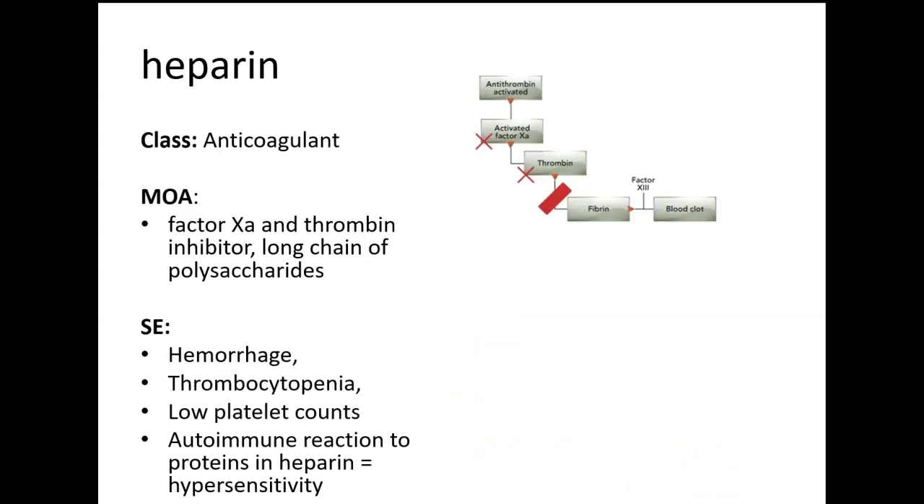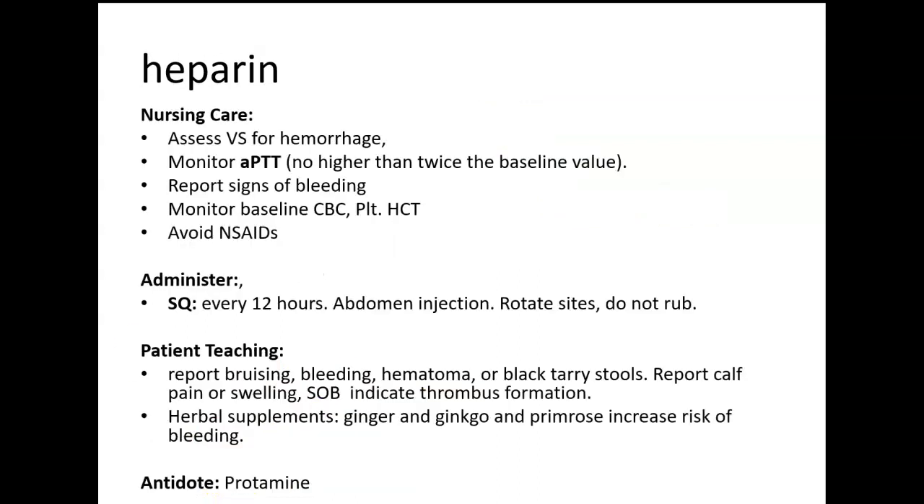The recipe's not right. So the mechanism of action for heparin is that it's a thrombin inhibitor. Side effects are that it can cause hemorrhage and low platelet counts. These two are the same, thrombocytopenia, low platelet counts. Low platelets, just a different way to say it. And then autoimmune reaction. We talked in class about HIT, heparin-induced thrombocytopenia. And that is something that you need to know about.